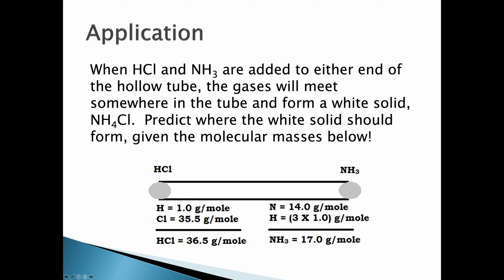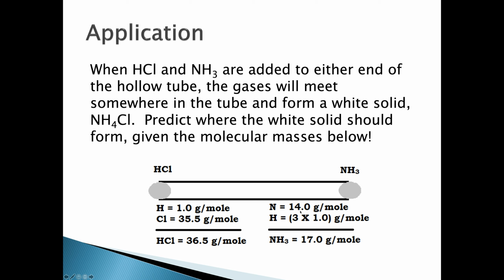Now, hydrogen chloride is made of hydrogen. Each mole of hydrogen has a mass of 1 gram per mole. Each mole of chlorine weighs 35.5 grams. So what's called the gram formula mass of hydrogen chloride is 36.5 grams for each mole.